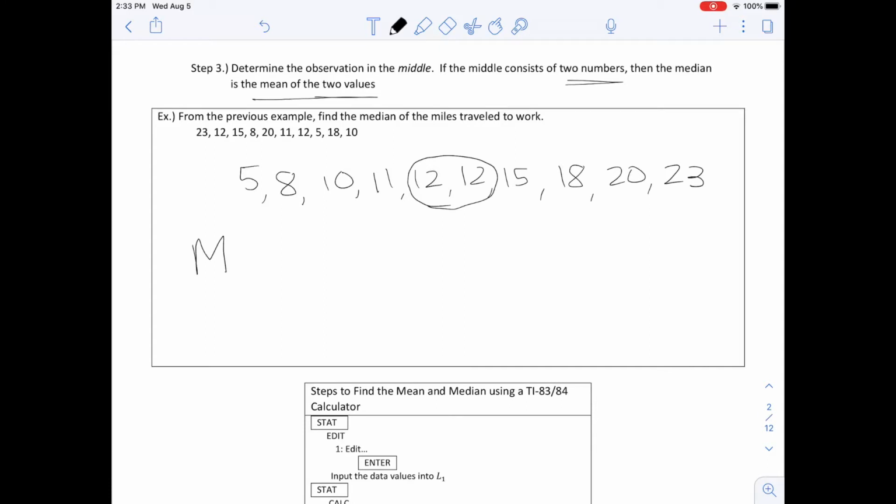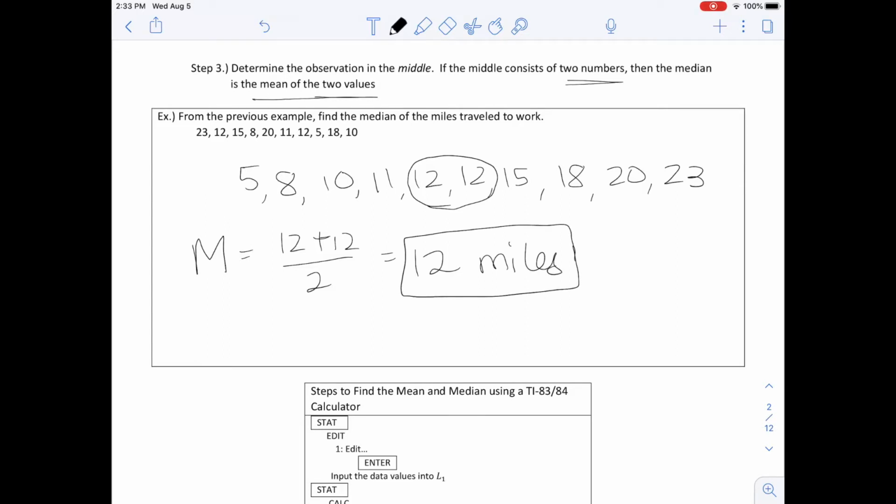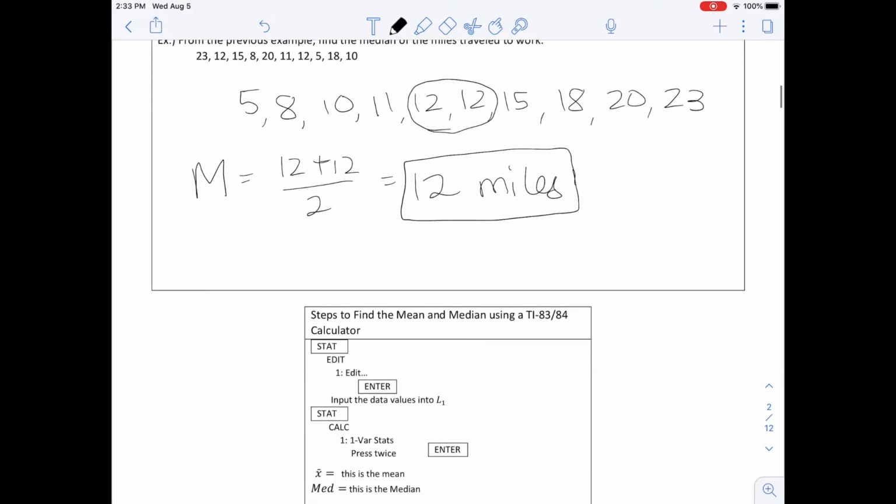And so in order to find our median, which we symbolize by a capital M, I'm going to add together those two values and divide by 2. And that is just going to equal 12. And again, the units that we use for this would be exactly the same units that we're talking about, which is miles. So the median is 12 miles.